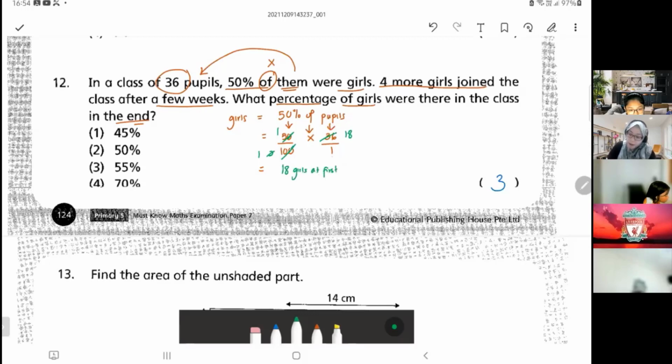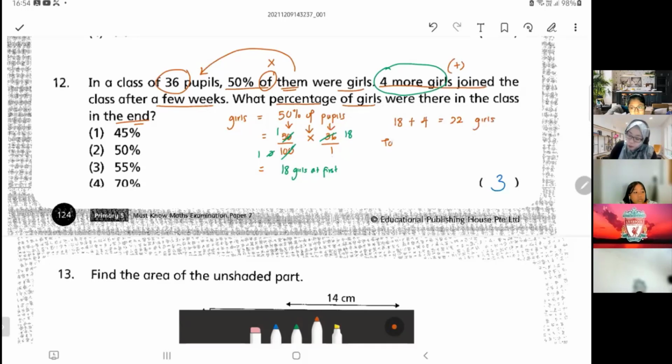Okay, then what happened? 4 more girls joined the class. When I say 4 more girls join the class, it means I have to add them in. They join the class after a few weeks. So now how many girls are there in the end? I take 18, plus 4, I get 22. Now this is my total girls.